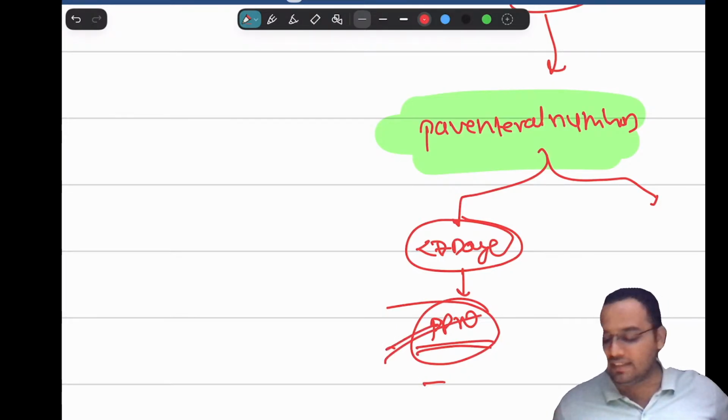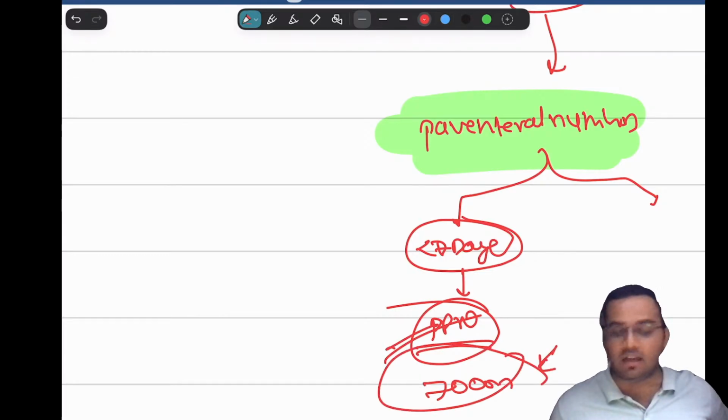The osmolarity is less, 700 milliosmoles, and that is the reason you can give this nutrition from a peripheral line.